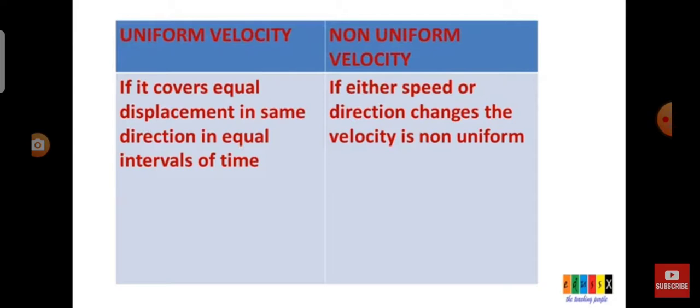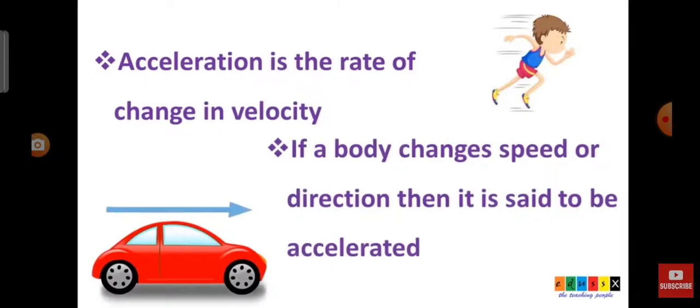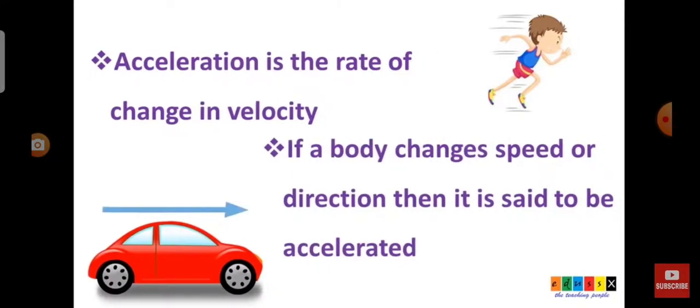Now we see about the uniform velocity and the non-uniform velocity. Uniform velocity, it covers equal displacement in the same direction in equal intervals of time. Non-uniform velocity, if either speed or direction changes, the velocity is non-uniform. Now we see about the acceleration.